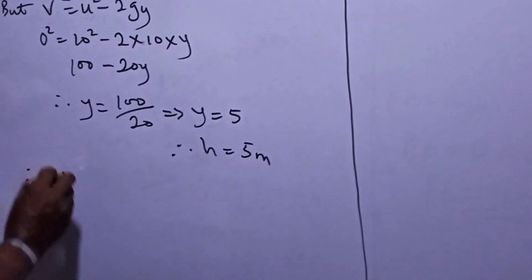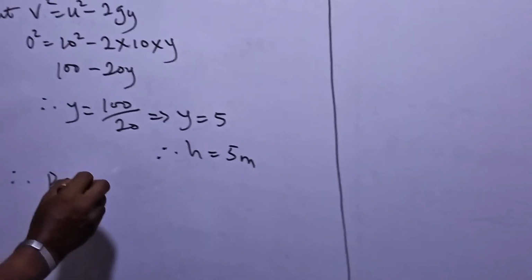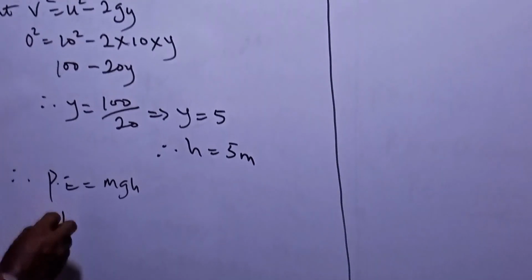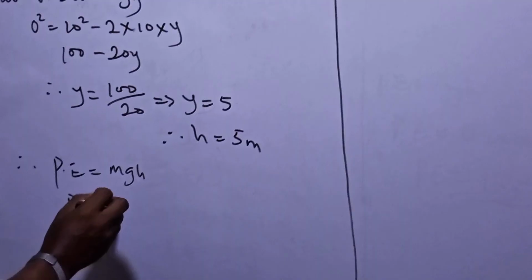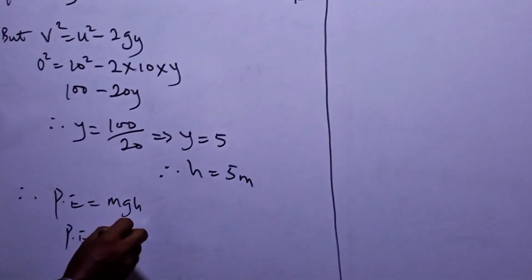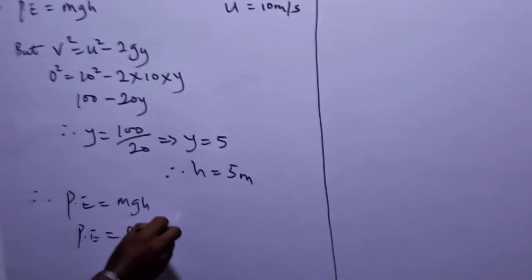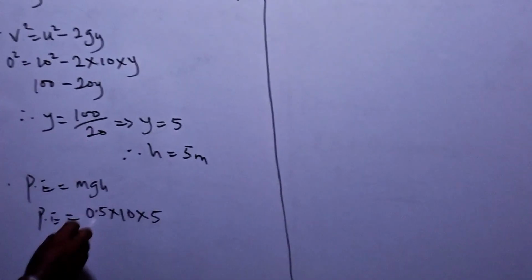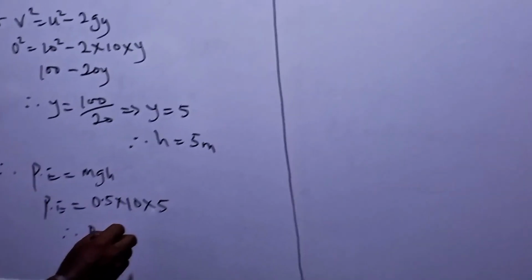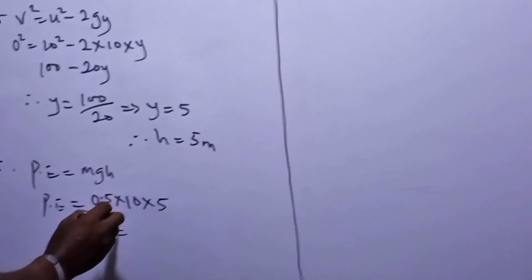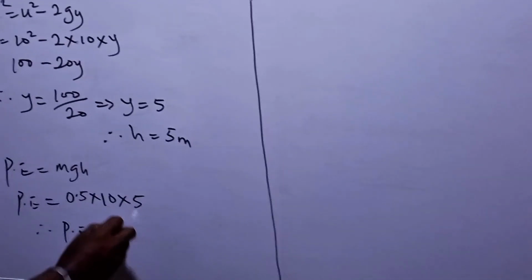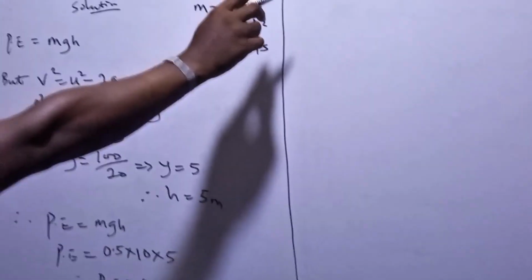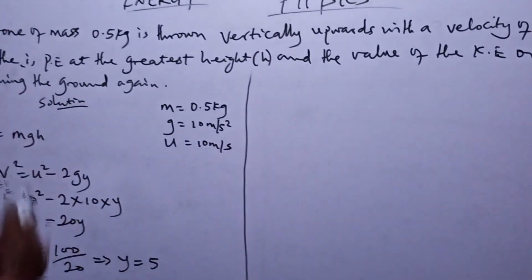Then we have that since potential energy equals mgh, mass times acceleration due to gravity, multiplied by height, you have PE, which is potential energy, substituting the mass as 0.5, acceleration due to gravity 10, and the height we just found, which is 5. Therefore, PE, potential energy, equals 0.5 times 10 times 5, which is 25 joules.